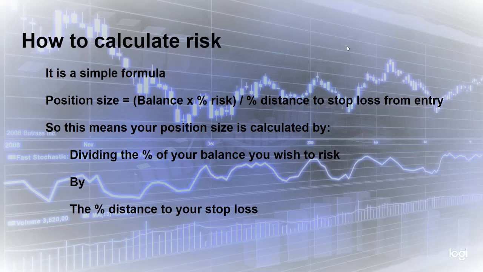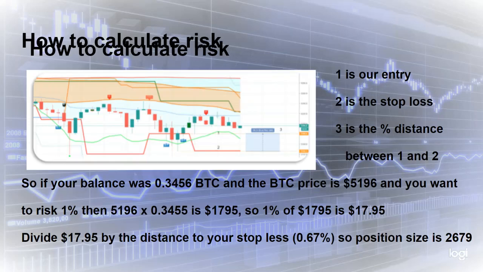So, right, we'll have an example just so we can try and clear that up a bit. It's not very clear, but I can explain this to you. So 1, this level here is our entry. 2, this is where our stop loss is going to be. And 3, this is the ladder tool, like the range tool on TradingView, and this is how you calculate the percentage distance between 1 and 2. That will be the percentage that you're risking per movement, basically.